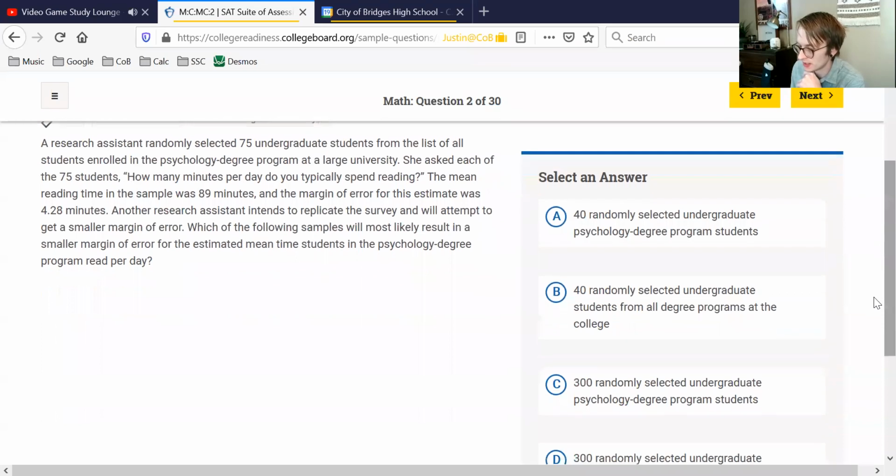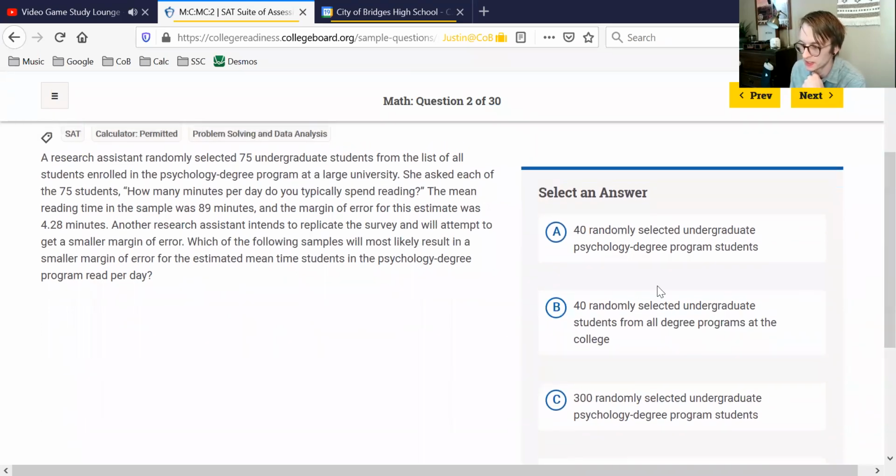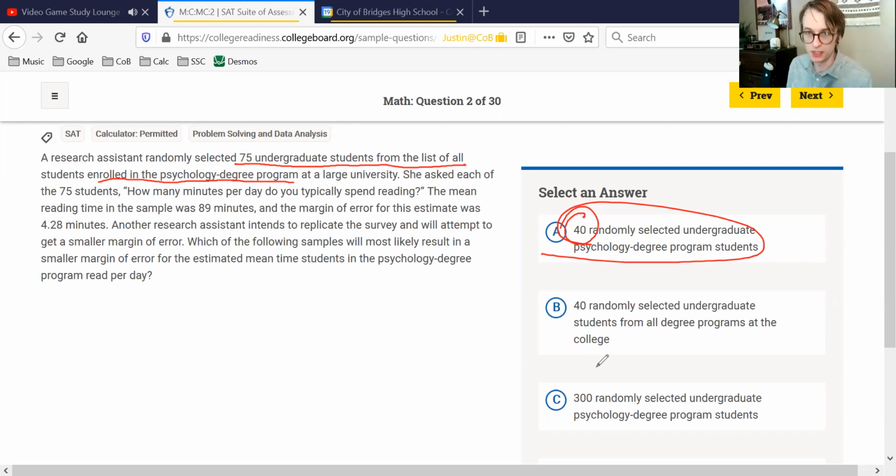So let's look at our answers. 40 randomly selected undergraduate psychology degree program students. So we're looking at the difference between the answer and the sample that we took. Our sample was 75 undergraduate students from everyone in the psych degree program. So we took 75 students and instead we want to do 40. That's asking fewer people how many hours they read per day, and so we would not expect to get a more accurate answer. We'd expect to get a less accurate answer because we're taking what used to be 75 and shrinking that to 40. So that doesn't seem more accurate.